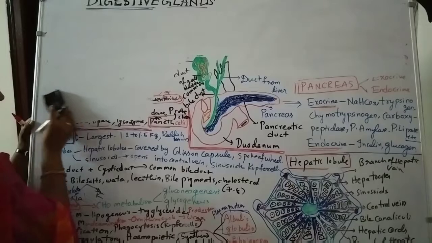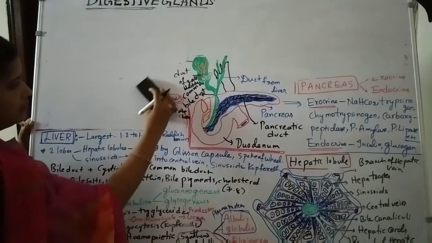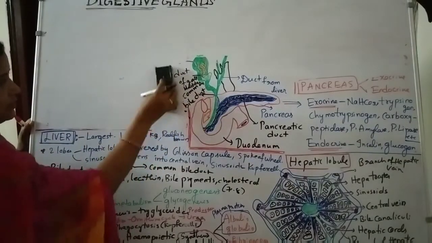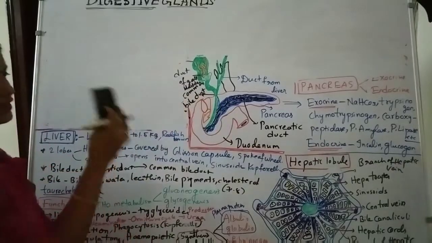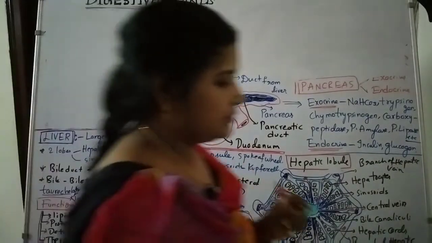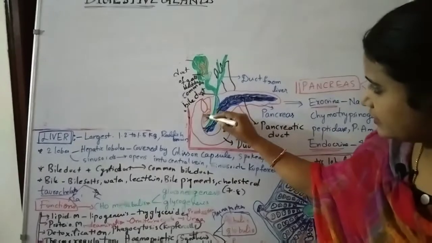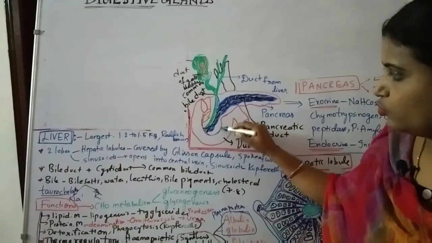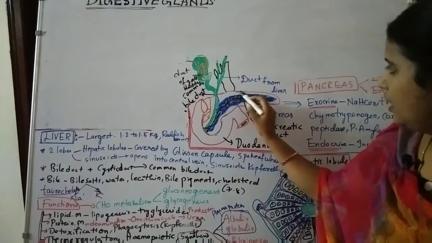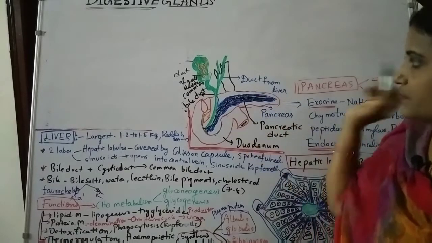Okay, pancreas. One by one we are covering everything. So pancreas, see here all of you. The pancreas is present in this loop of the duodenum. This leaf-like structure is known as the pancreas.